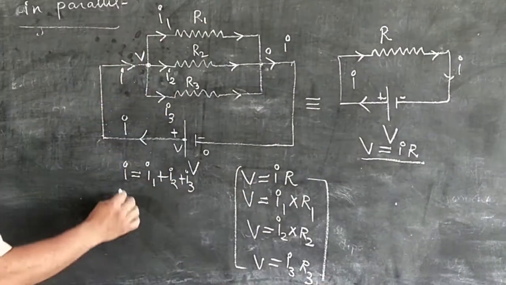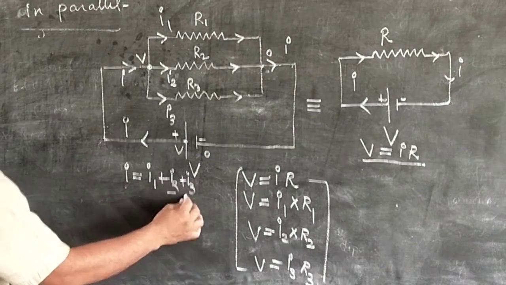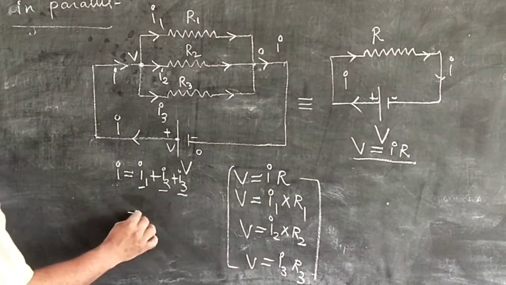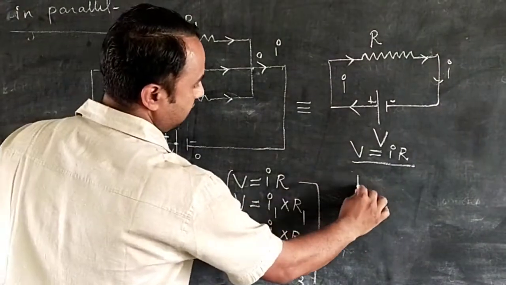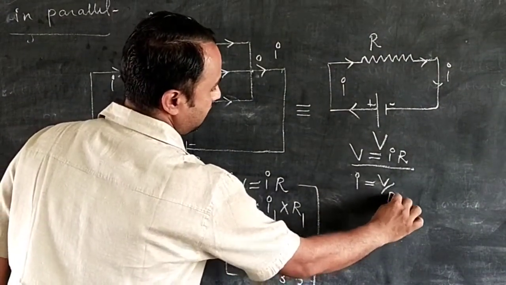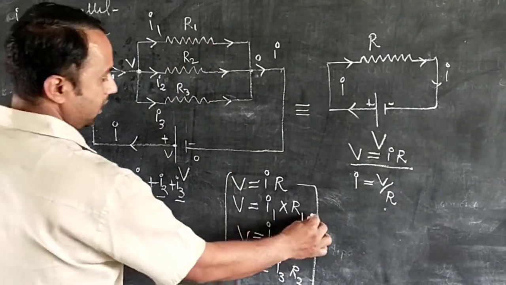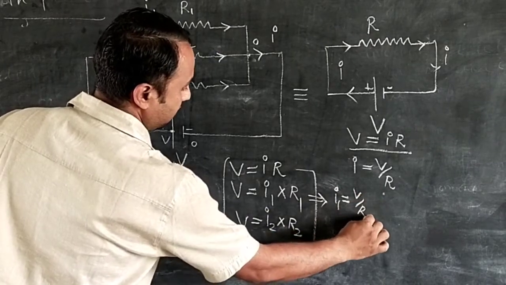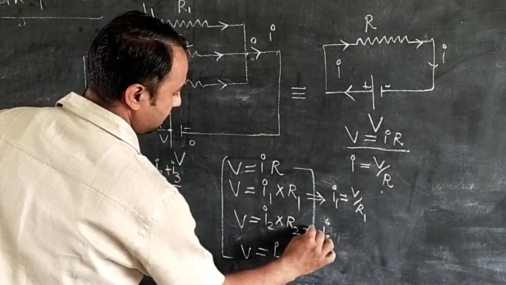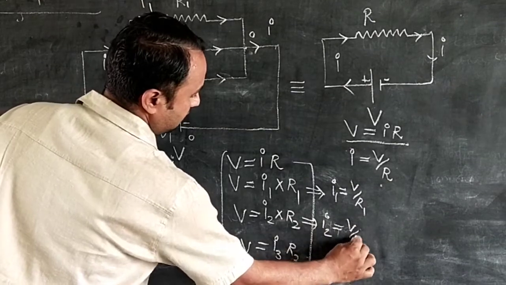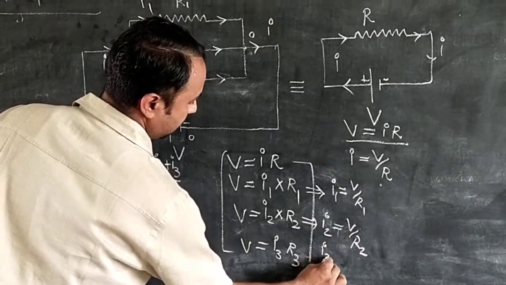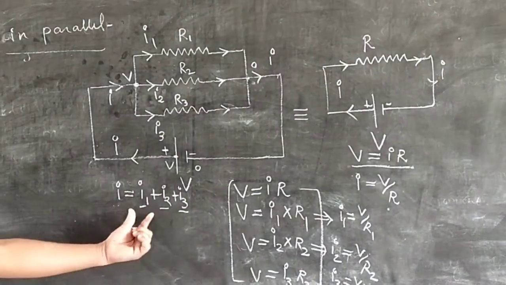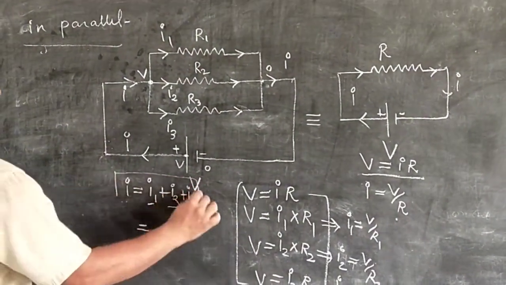These are the three equations we have written here. We are using this formula, I is equal to I1 plus I2 plus I3. Now we can write the value of I. Here I is written as V divided by R, and from here I1 is written as V by R1. This implies I2 is equal to V by R2 and I3 is equal to V by R3.